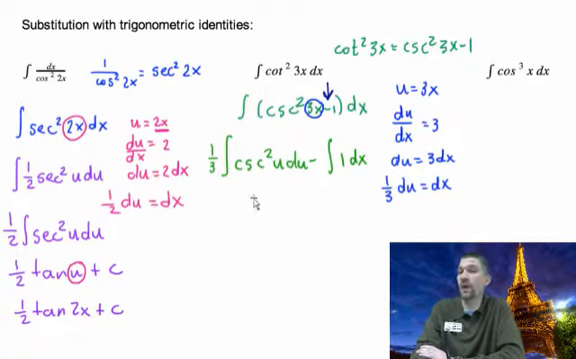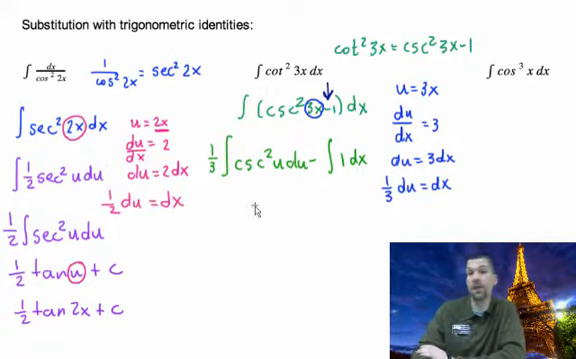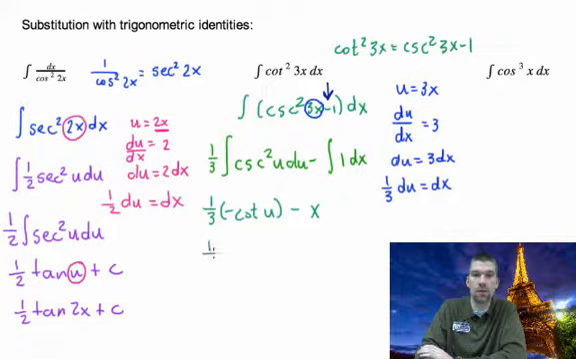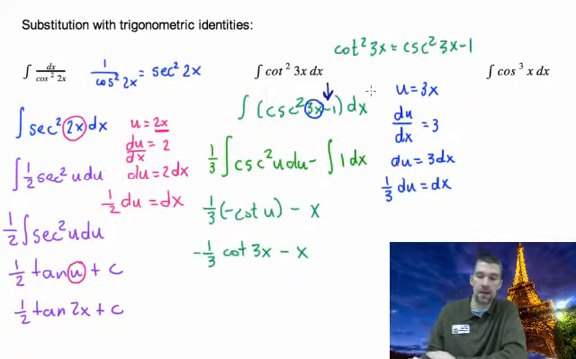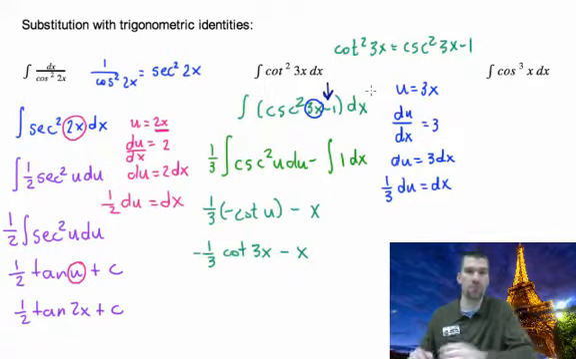Well, if you integrate cosecant squared, you end up with negative cotangent. So this guy's going to be negative. So 1/3 times negative cotangent of u minus, and then the antiderivative of 1 is just x. And then what is u? u is 3x. So negative 1/3 cotangent of 3x minus x. So there's the first two guys. I'm going to need a little bit more room for this third guy, so I'm going to pause the video, clean this up a little bit, and work out this third one, which is a little bit more involved.